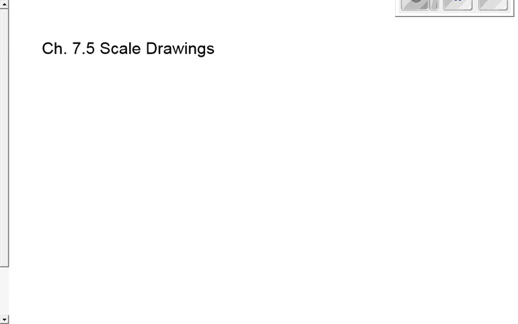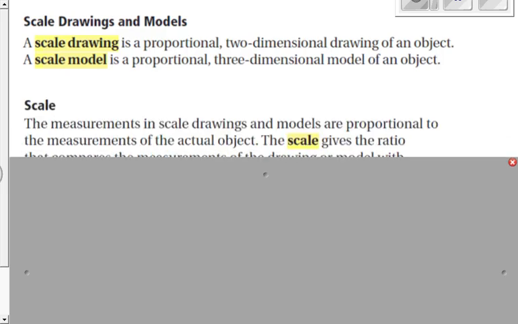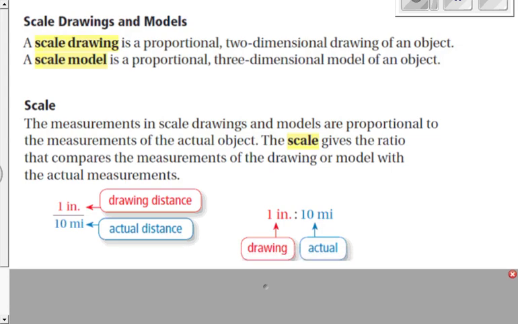Figure 7.5, Scale Drawings. A scale drawing is a proportional 2D drawing of an object. A scale model is a proportional 3D model of an object. The scale. The measurements in scale drawings and models are proportional to the measurements of the actual object. The scale gives the ratio that compares the measurements of the drawing or model with the actual measurements.